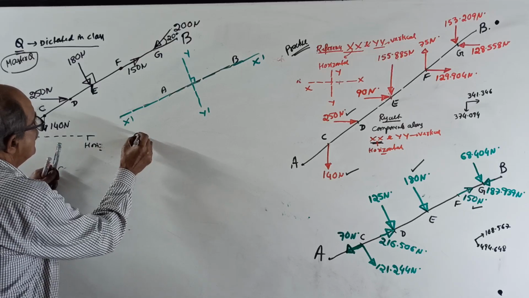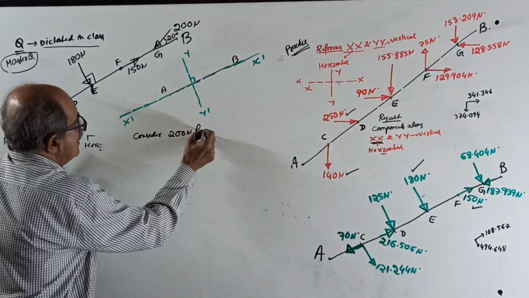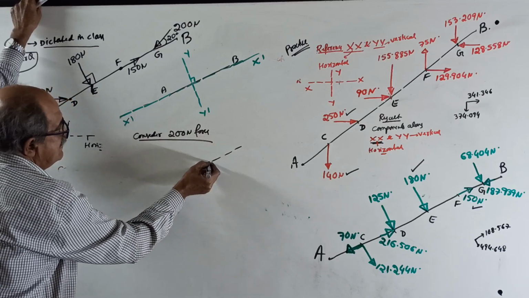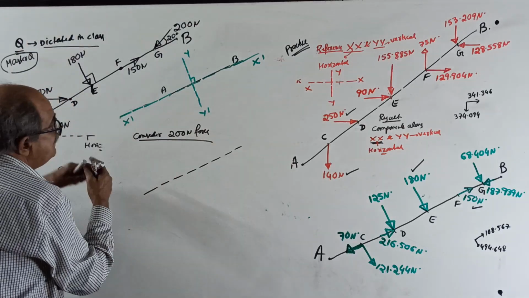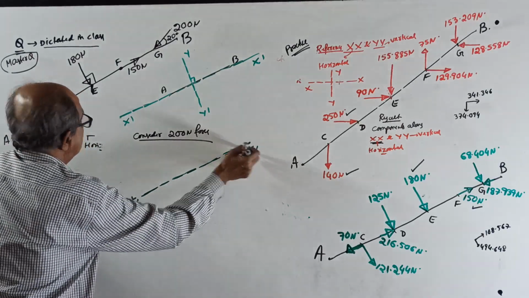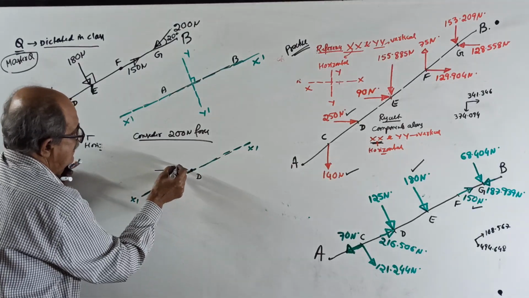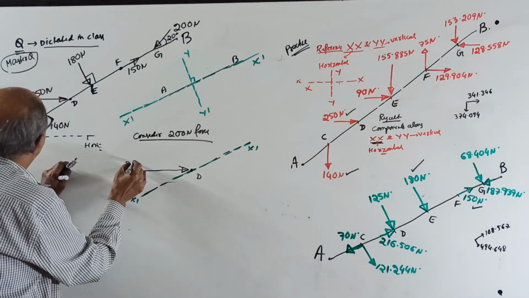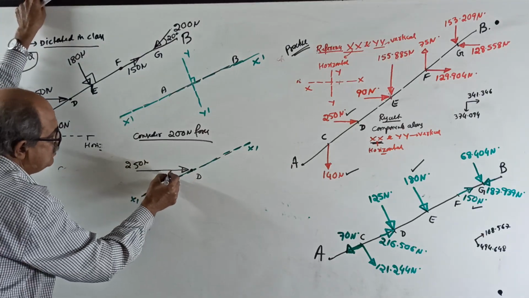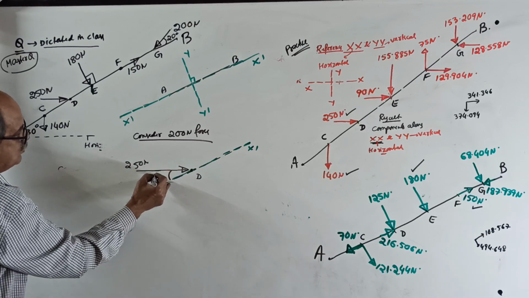Now consider the 200 Newton force. See here, this is your inclined plane, and this itself is your x dash. The force acts at the point D, and it is 250 Newton. We want the angle made with the nearest horizontal. When this is 30 degrees, this also is 30 degrees.